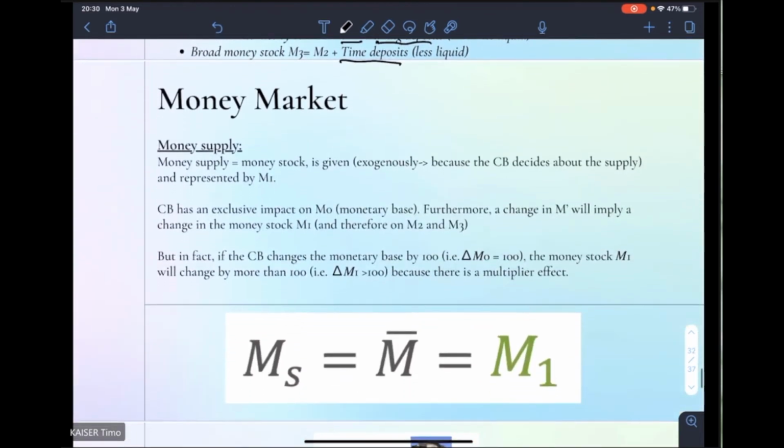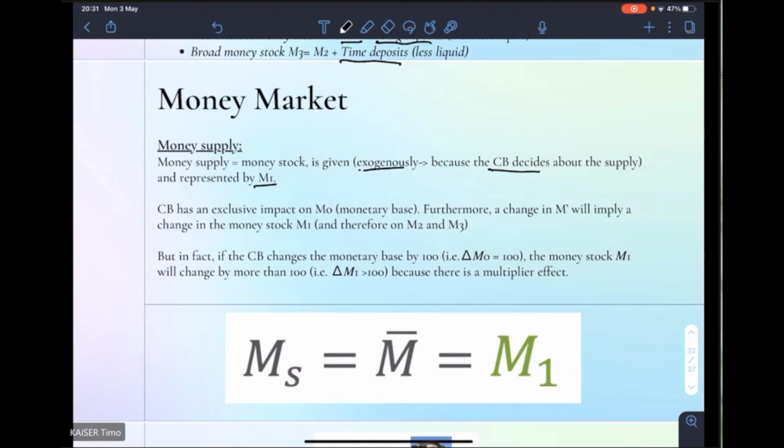Okay. Then let's move on to the actual money market. So for us, we have first money supply. Money supply for us is now very basic. It's decided by the central bank. So the supply is all decided by the central bank, and therefore it's exogenous and is actually represented by M1. Not M0, but M1. And that's all that we actually need to know about money supply for now, because we didn't go really deep into who decides on the money supply and what influences it.